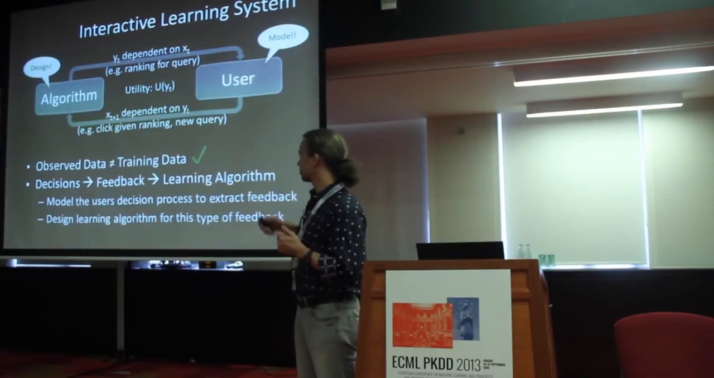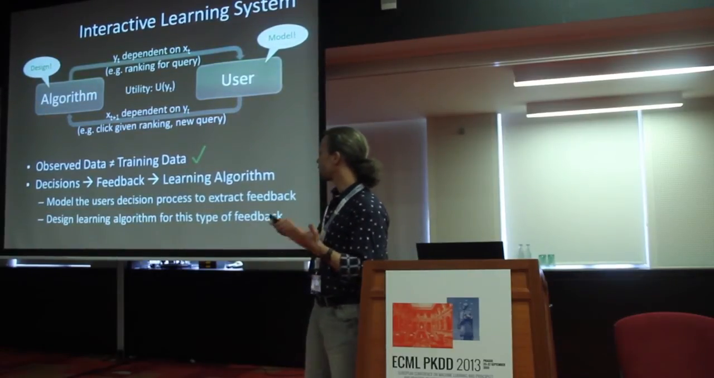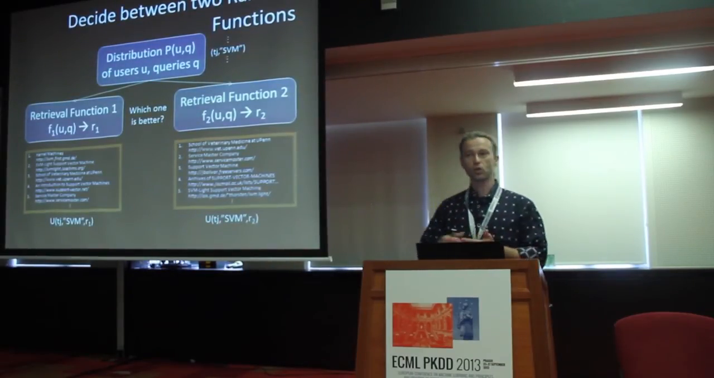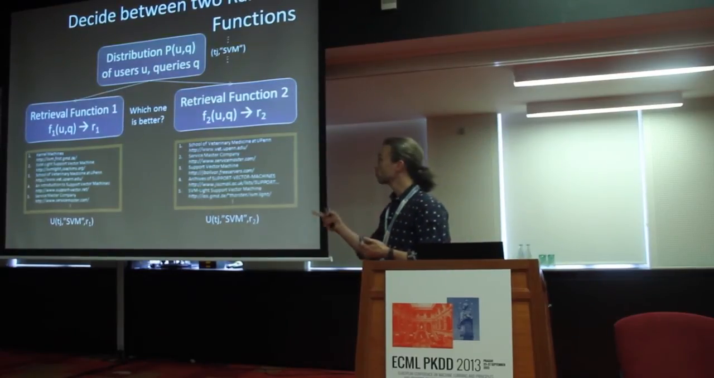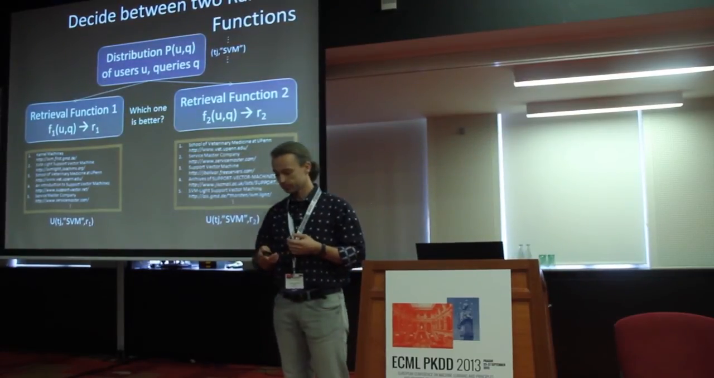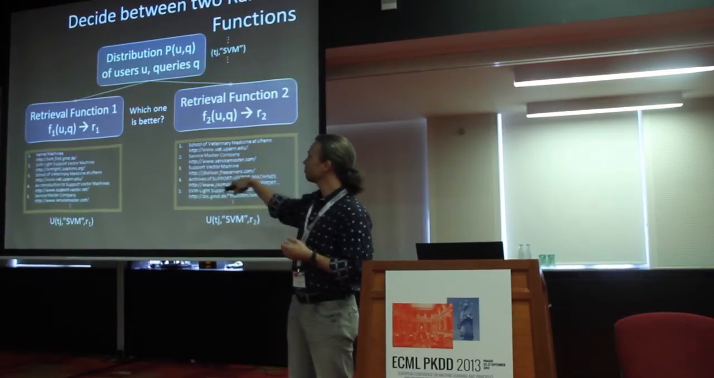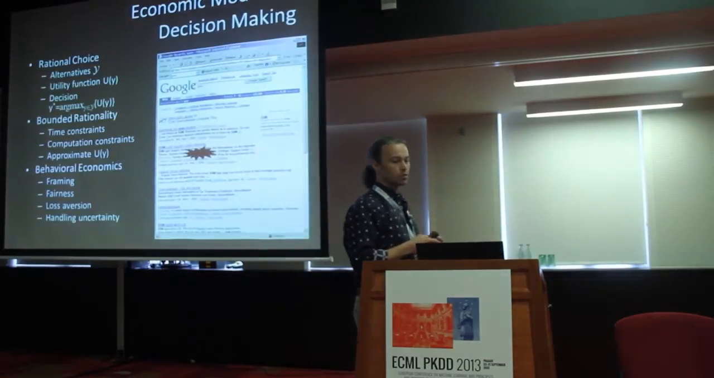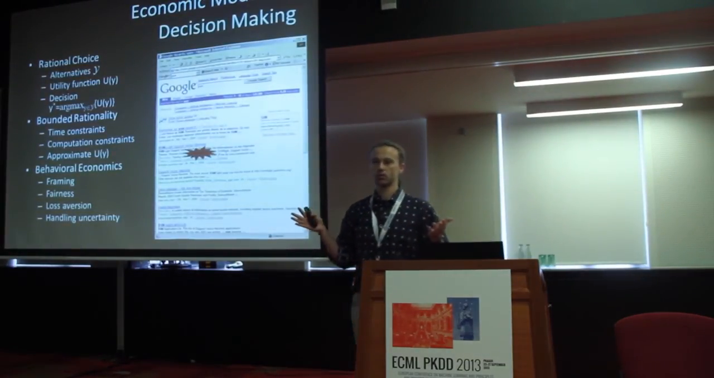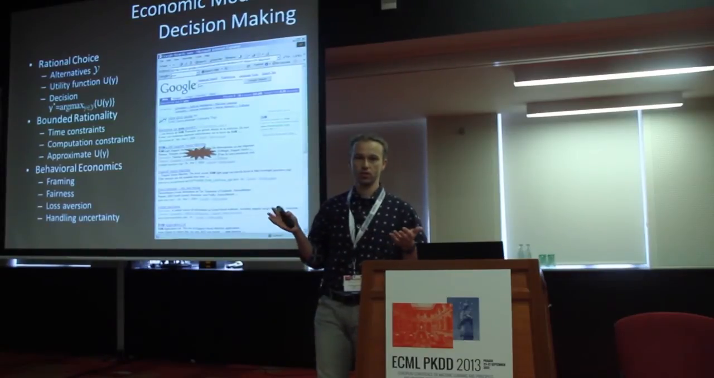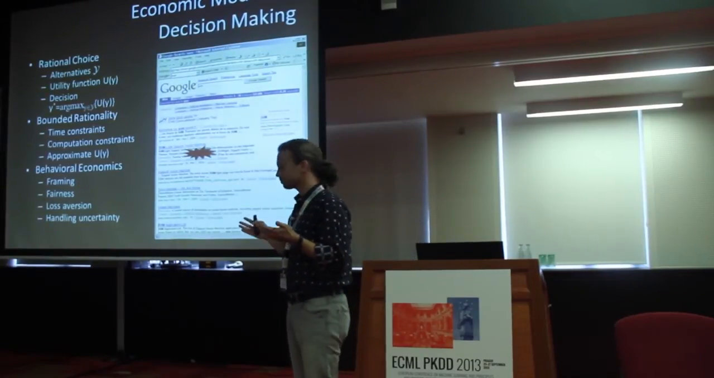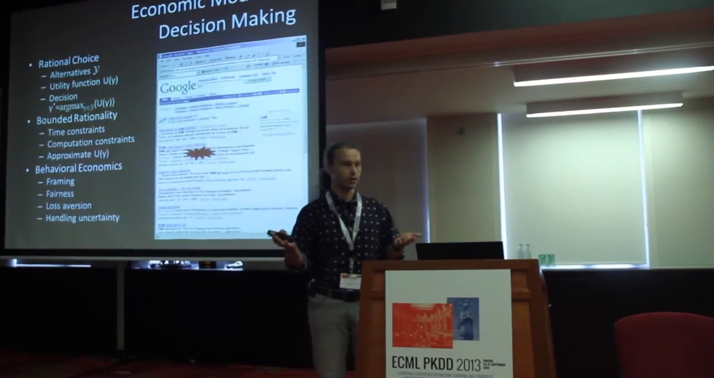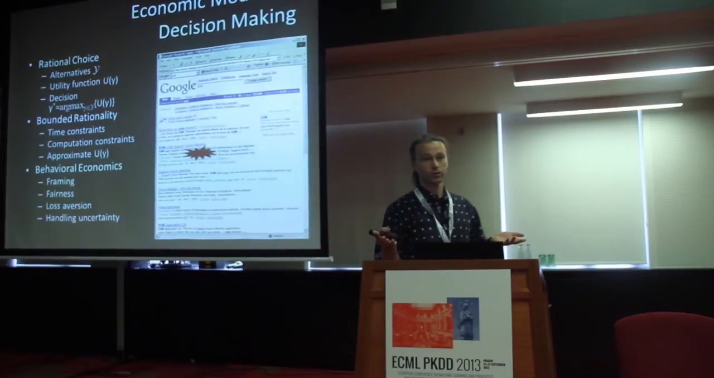But let me start with the first process here, modeling the user's decision process. Let's go back to this simple learning problem, just deciding which ranking function is better. And so we have to come up with a model of how people click. To do that, let me give you a one-slide introduction to microeconomic decision theory. The very basic standard model of decision theory is that of rational choice.